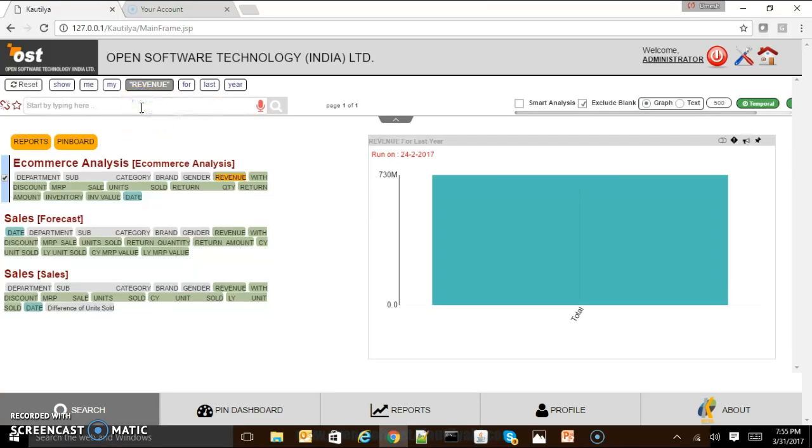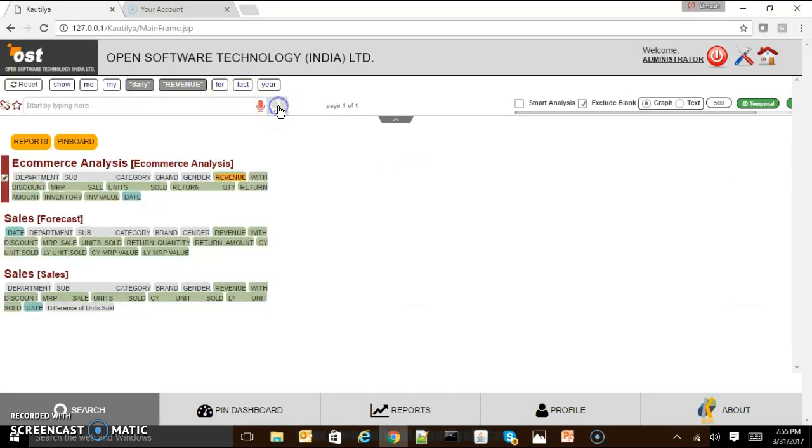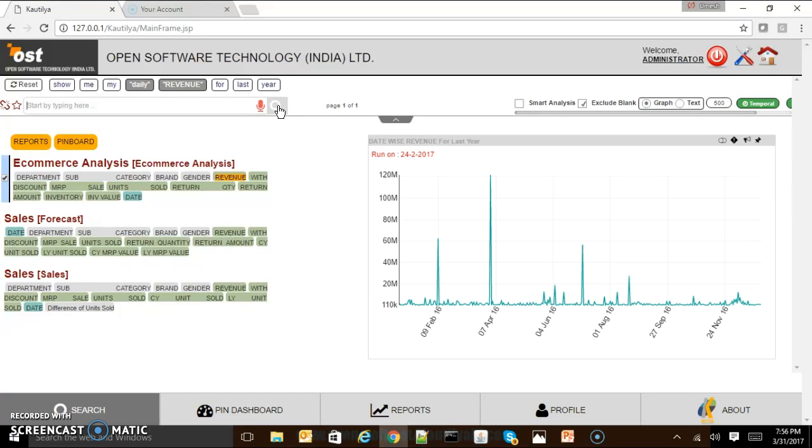What happens if I want to see this, instead of complete revenue, on a daily basis? So I can now move this word around to, let us say, here: what is my daily revenue for last year. Let me ask the question again. As can be seen now, it has changed the graph smartly, so it understands smart visualizations, and now it has given me revenue for last year for each and every day of the year.